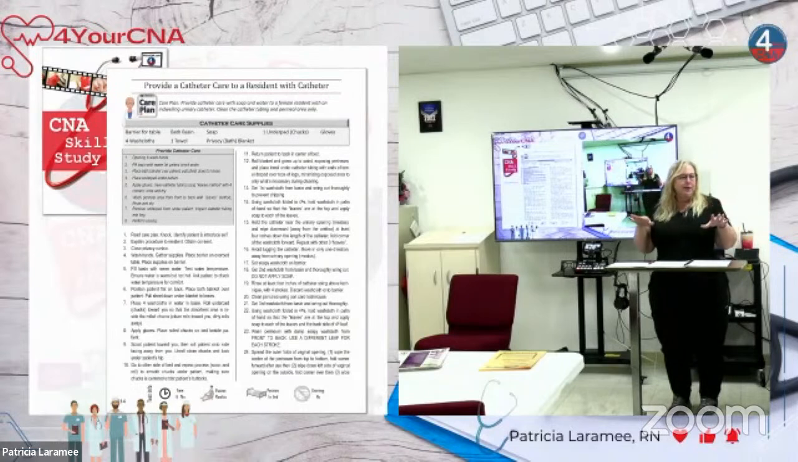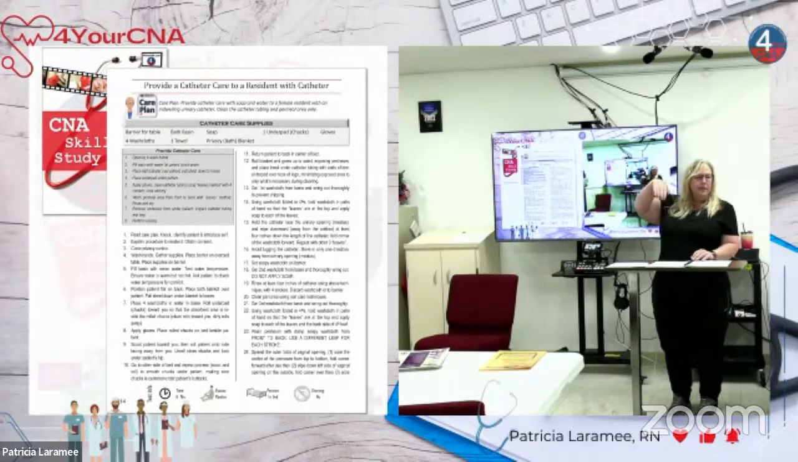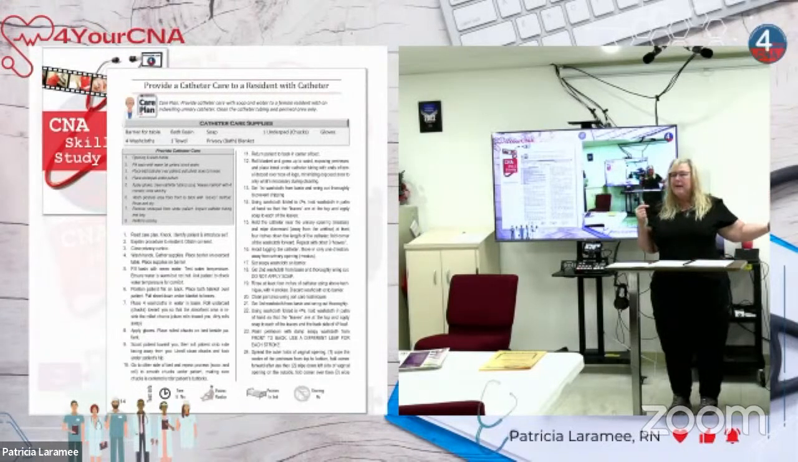We're going to put a pad under them. We're not changing one because there's not one there. We're putting a pad under them. We're going to clean the front, middle, side, skin fold. But we don't have to clean the backside. The reason that we had to clean the backside with pericare is because they were laying on urine. Got to get that urine off the skin, right? So this time they're not laying on urine. They have a catheter that's going to be collecting that urine.